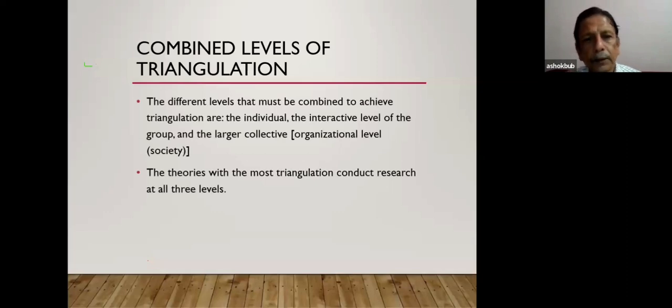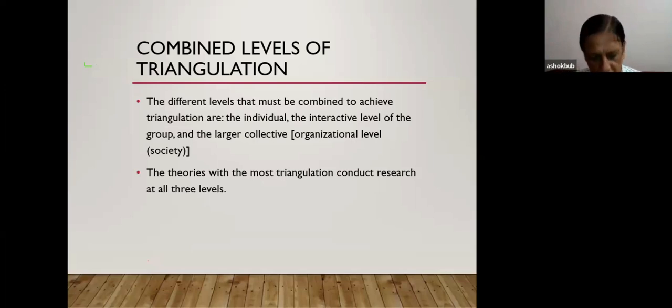Okay. So the different levels that must be combined to achieve triangulation are the individual, the interactive level of the group, and the larger collective group or the society. Now, what do you mean by this? Different levels that must be combined to achieve triangulation. So you have collected the data from an individual.